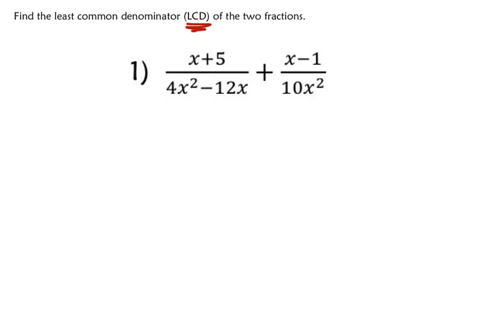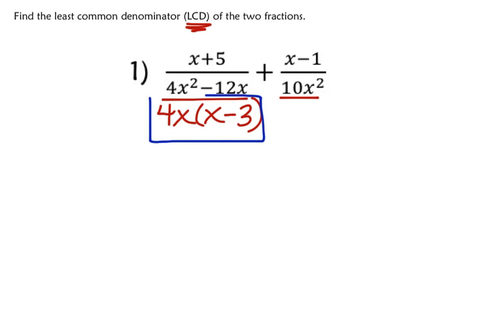Now, when you're looking to add and subtract and you want a least common denominator, your first step is going to be to look at our two denominators and factor anything that needs to be factored. So in number 1 here, we're going to factor out a 4x, and then that would leave us with x minus 3. And then if we look at this 10x squared, that's as far as we can go. So when we're looking for our least common denominator, we want to make sure that we include everything from that factor and then everything from that factor. We're going to do this piece by piece here.